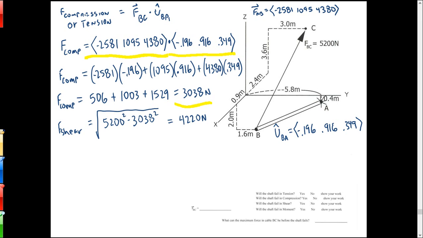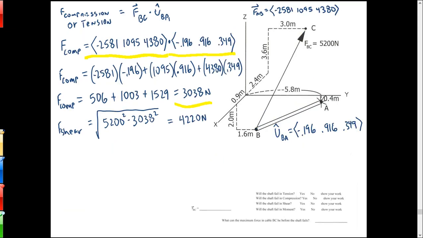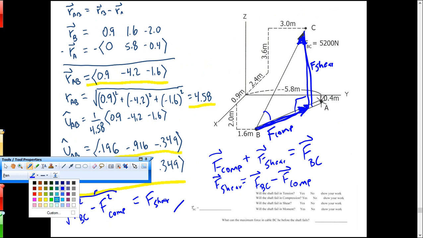That's the shear force. Okay? So, all right, that's the compression and shear. Now, a couple other things on this. First off, when we found the compression, our approach for doing that was to use the unit vector for the shaft. The reason is that we don't really want the length of the shaft in our answer. If we just want the projection of FBC on the shaft itself, it could be any length. That would not affect the answer.